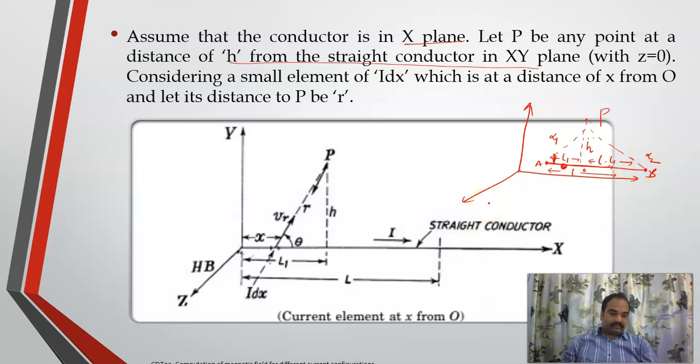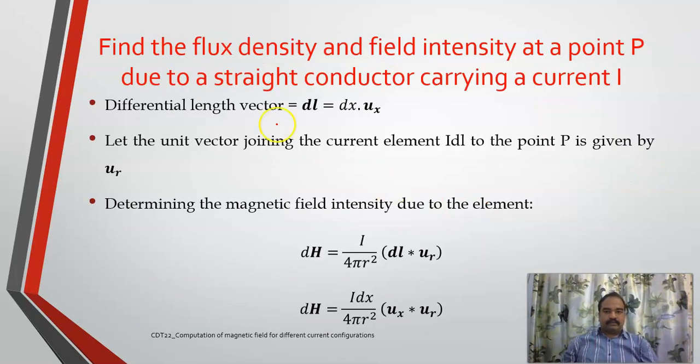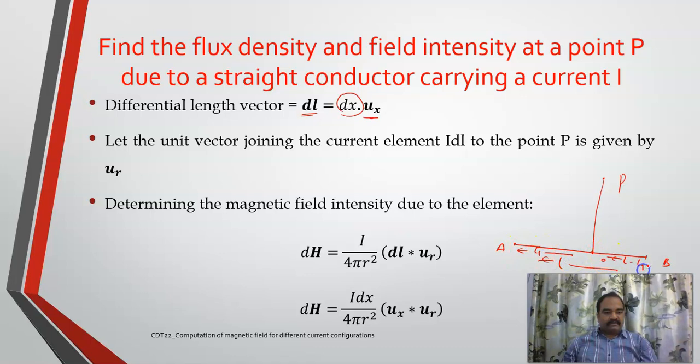So I'll try this now. First of all, let's see the differential length vector. I'll consider it as dl, lying along the x-axis, so I'll consider a small length dx along u_x. I'll draw the figure again. This is my point P, and this is my entire length. This is A, this is B, and this is O. This is L1, and this is L minus L1. So I'll consider only a small length dx.